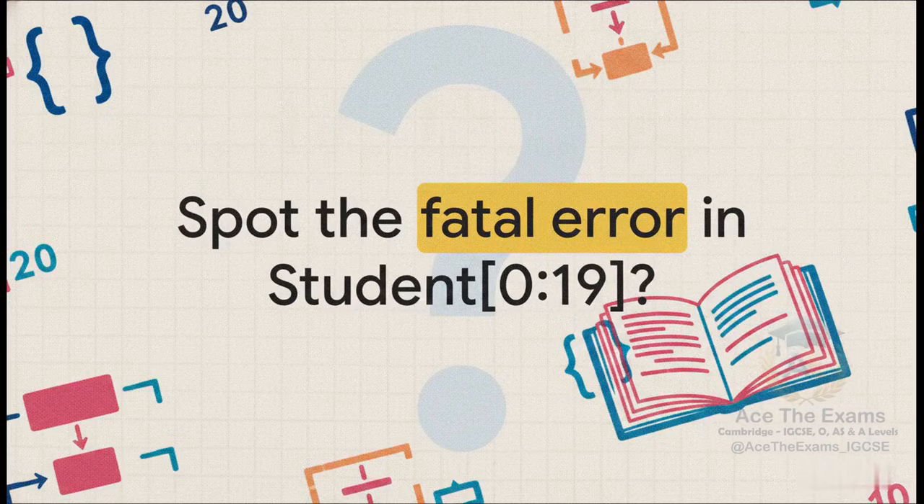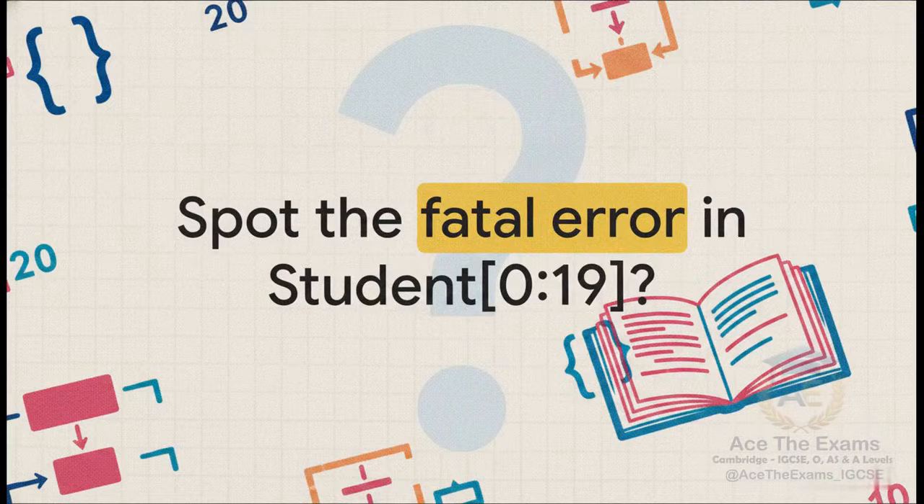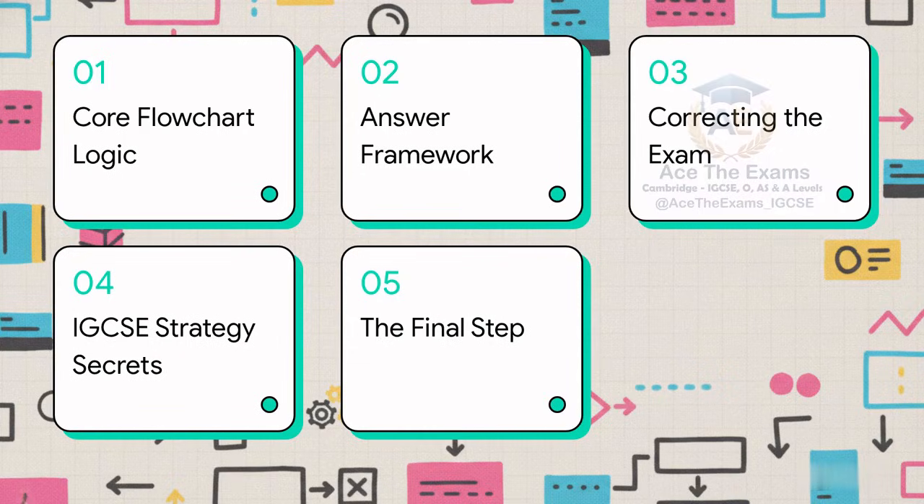In just a moment, I'm going to show you the exact examiner clue that changes this answer completely and exactly how to fix it. But first, we need to build the underlying framework that makes that clue super obvious. So stick with me here. So here's our roadmap for today. First, core flowchart logic. Second, the full mark answer framework. Third, correcting the exam answer. Fourth, IGCSE exam strategy secrets. And finally, the final step.